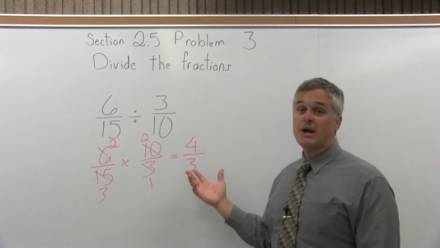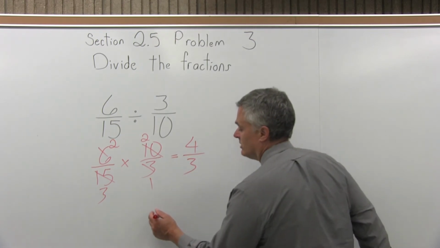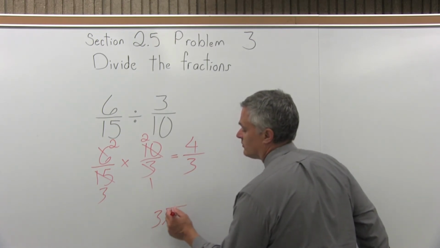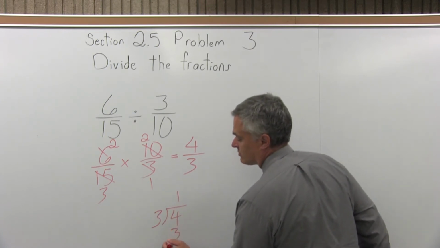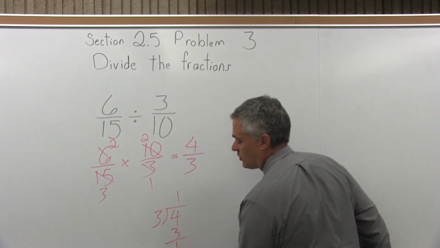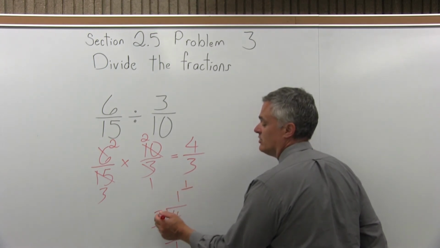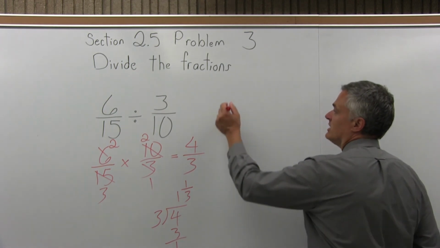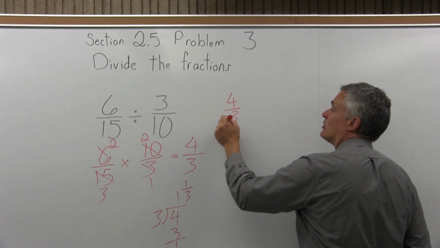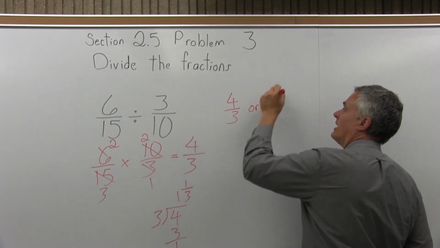Or if you have to put it back to a mixed number, what you would want to do is, 3 divides into 4 how many times? 3 goes into 4 once. 1 times 3 is 3. Subtract, 4 minus 3 is 1. The remainder is your new numerator, and what was the denominator, the 3, stays the denominator. So the answer can be written as 4/3, or if you prefer, 1 1/3.